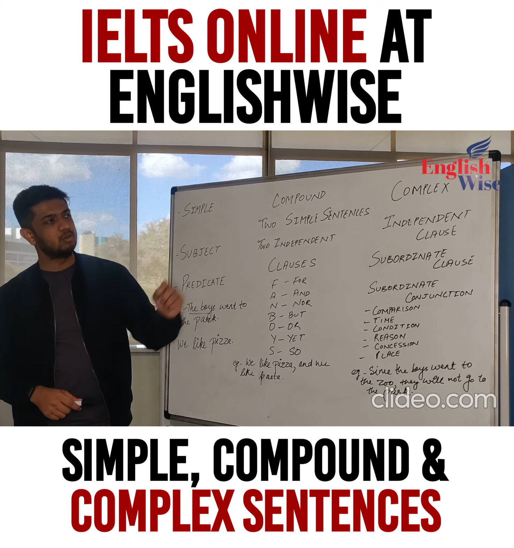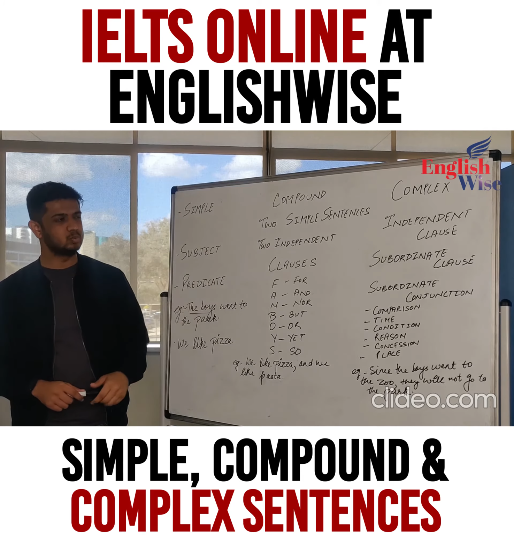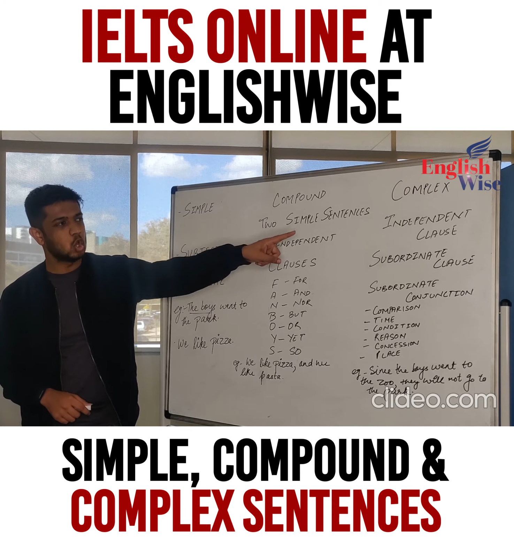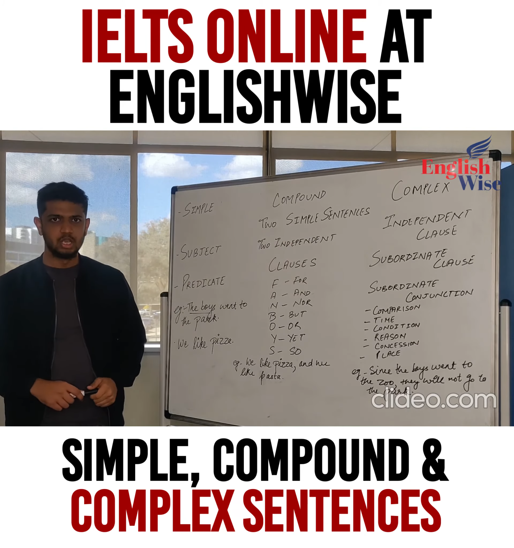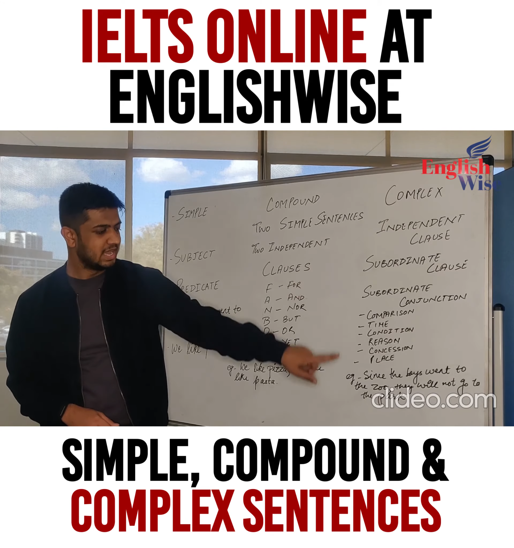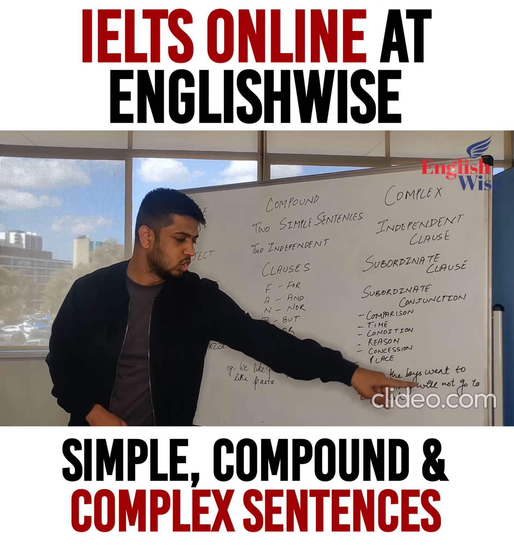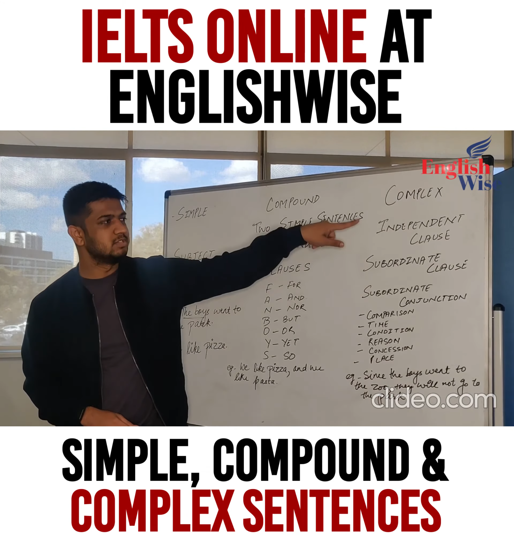Looking at how to make complex sentences, we need to have an independent clause and a subordinate clause. So an example of that would be, since the boys went to the zoo, they will not go to the park. So in the sentence, since the boys went to the zoo becomes your subordinate clause, and they will not go to the park becomes your independent clause. They are both connected by a connector, since. So this since is your subordinate conjunction.